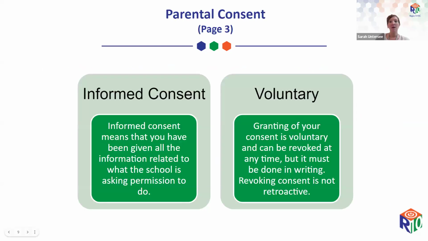Parental consent is covered on page 3. Informed consent means that you have been given all of the information related to what the school is asking permission to do. Consent must be voluntary. Granting of your consent is voluntary and it can be revoked at any time, but it must be done in writing, and revoking consent is not retroactive.